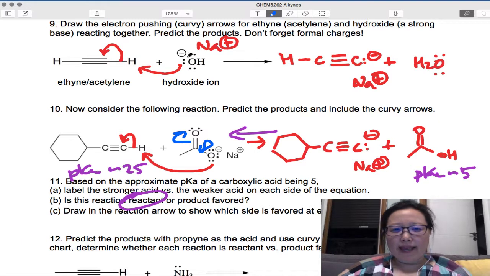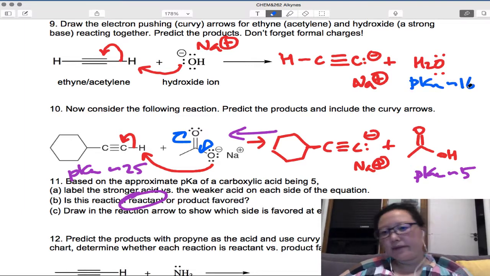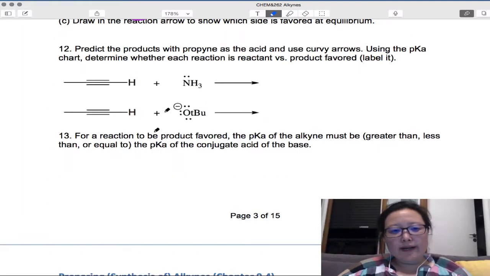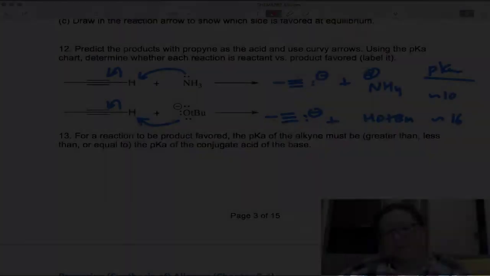And if you look at the pKa of hydroxide's conjugate acid, which is water, this is a pKa of about 16, right? 15.7. So when you can make this much weaker, then the reaction will get pushed forward. Okay, so let's do a couple more and then answer this question. Why don't you guys go ahead and pause it and give this a try.